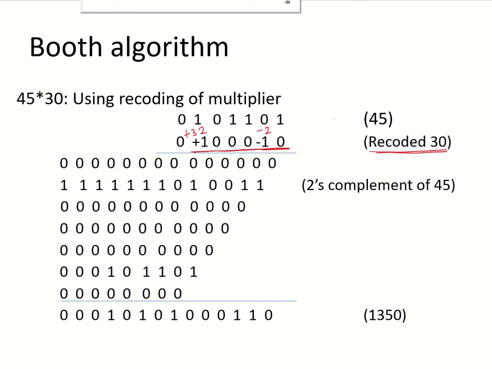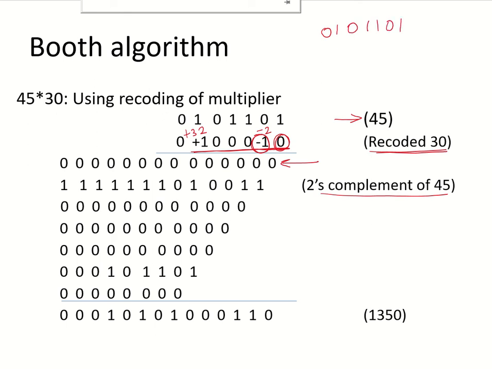So we have the multiplicand 45. Now the first bit is 0, so nothing needs to be done over here. Now the second bit is minus 1, so we are multiplying it with the 2's complement of the multiplicand. So we will take the 2's complement of 45. We know how to take the 2's complement: 0, 1, 0, 1, 1, 0, 1.